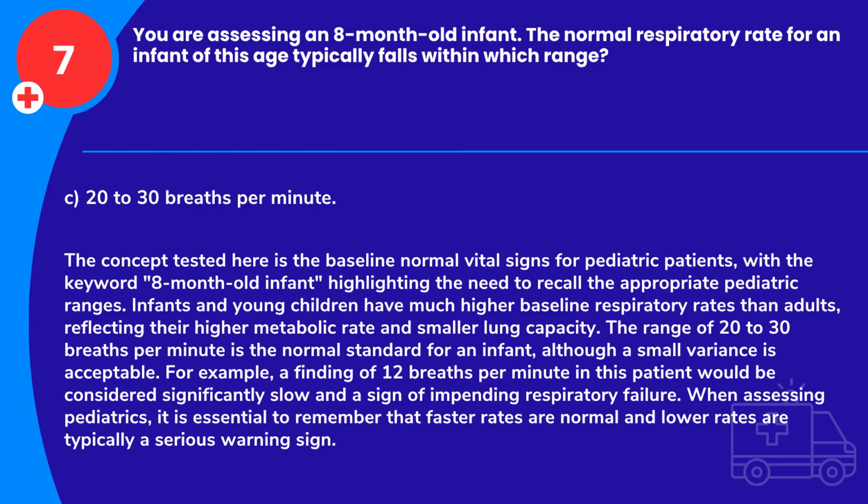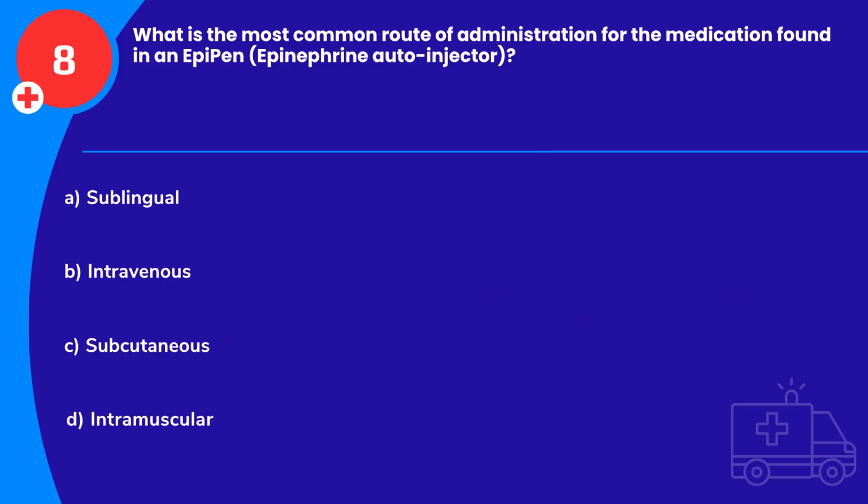warning sign. Question 8. What is the most common route of administration for the medication found in an EpiPen, epinephrine auto-injector? A. Sublingual. B. Intravenous. C. Subcutaneous. D. Intramuscular.